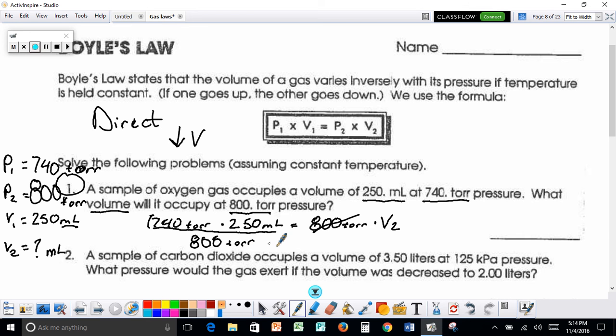Couple of housekeeping tips. Just to kind of prove that our units are going to be in milliliters, we have torr divided by torr, so that cancels, leaving only milliliters as our units. So we can see that there. So let's take a moment and solve our equation.